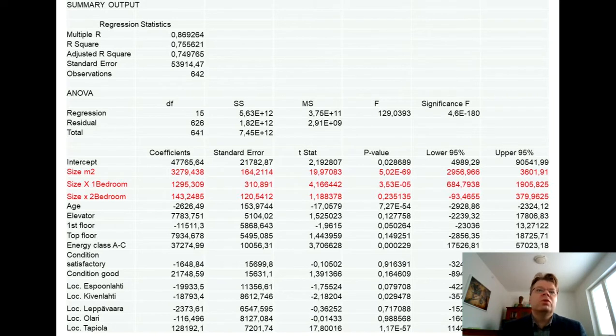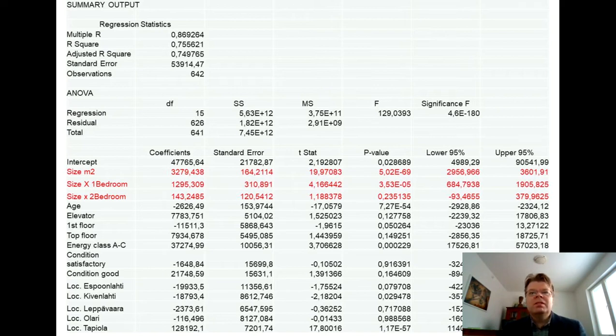3,279 plus 1,295. So it becomes more than 4,400. It starts to be closer to what we estimated before. And then interestingly, for the two-room apartments, the marginal effect of square meter is obtained as the sum 3,279 plus 143. So in effect, it would become 3,400 something. Okay. So we see that there is a huge impact on the marginal effect of square meters if it is a one room apartment or other.